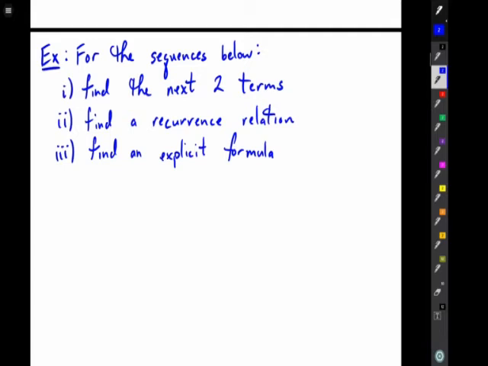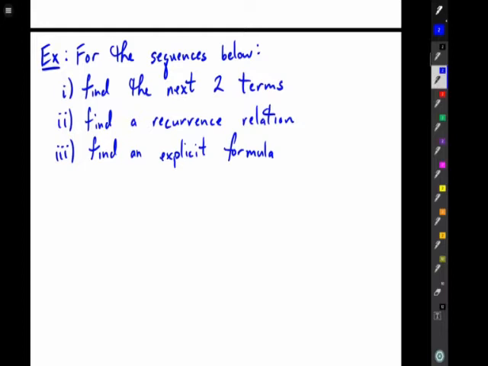All right. So now that we have an idea of the definition of what sequences are, let's try and do this for some actual examples here. We're going to do 3 examples here.